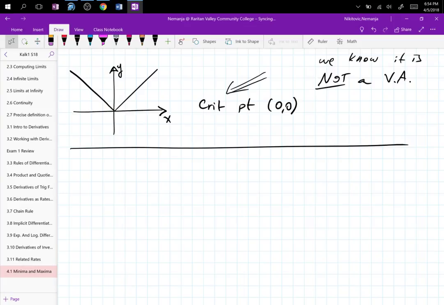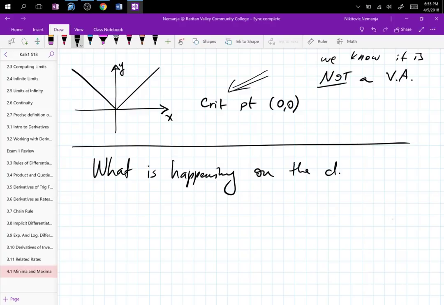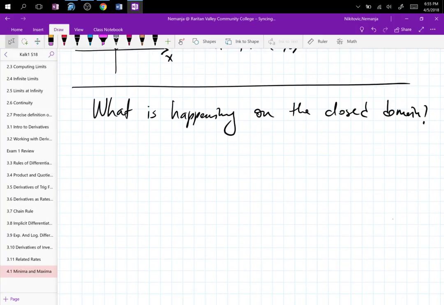So what happens is, like, what happens on the closed domain? Let's put it as a hold on. There we go. What is happening on the closed domain? So what is happening at a closed domain? Well, let's just take a look. I already mentioned this before.